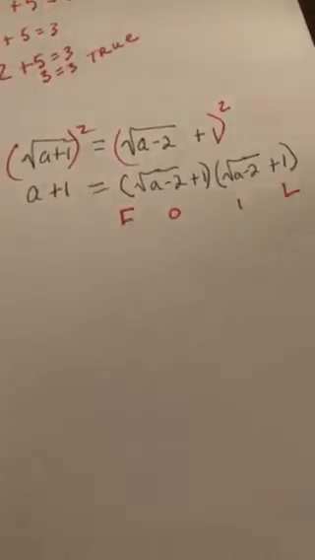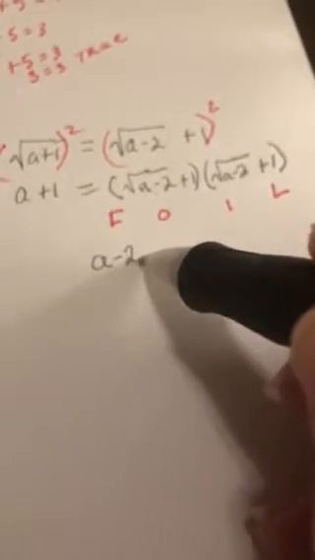And remember I like to write FOIL. We're going to do first, outer, inner, and last. So when we multiply the first in each set, it's the square root of a minus 2 times the square root of a minus 2. Well, the same thing times itself ends up with just what was in the radical. It's just a minus 2.